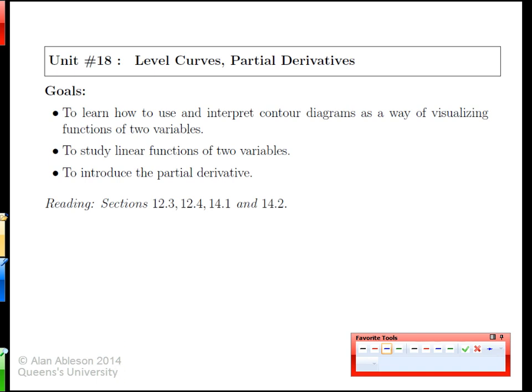In this unit, we're going to see two major themes. One is the idea of level curves, and they are going to be an alternative to the challenges we had graphing in the last unit. And then we're actually going to get into the calculus ideas of derivatives as applied to multivariate functions, or functions of two or more variables. And with no further ado, let's jump right into that.